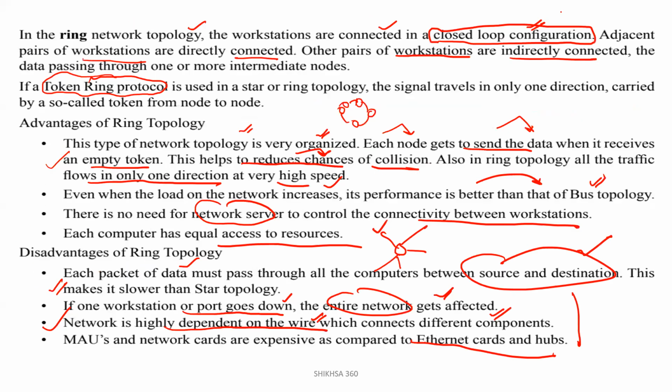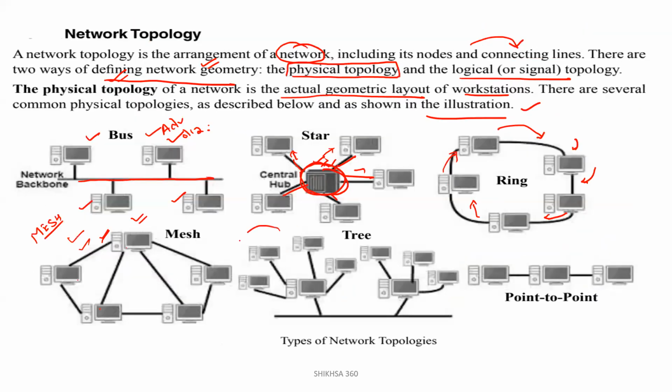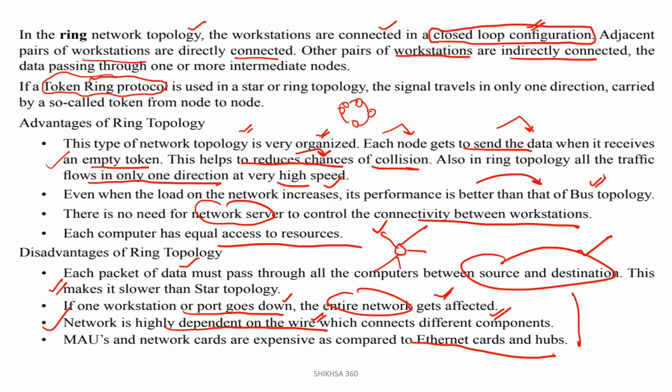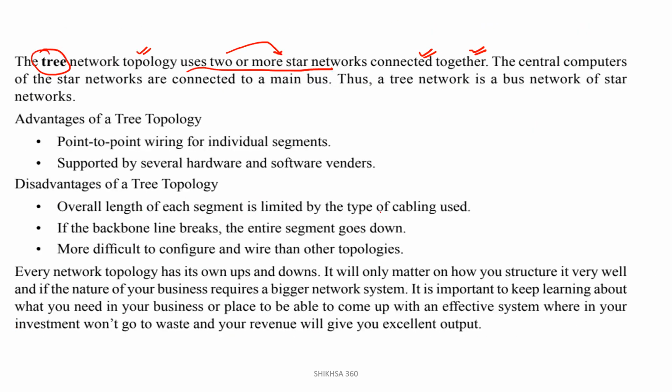Let me show you the example, this one. This is a star. This is another star. So the tree network topology uses two or more star networks connected together. The central computers of the star networks are connected to a main bus. The tree network is a bus network of the star networks. Clear? So basically the tree network consists of both the bus network and the star network.